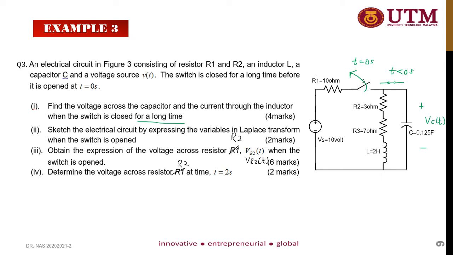And then the third one, you need to obtain the expression of the voltage across resistor R1. So this is your R1. You need to determine the voltage across resistor 1, VR1, when the switch is open. And lastly, you need to determine the voltage across the resistor at t equal to 2 seconds.